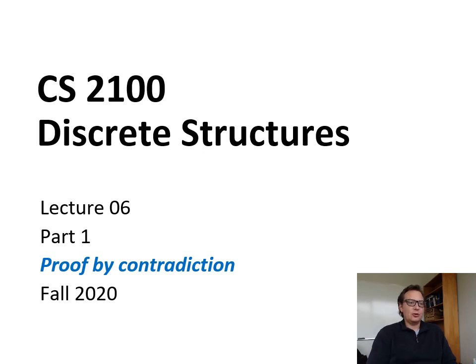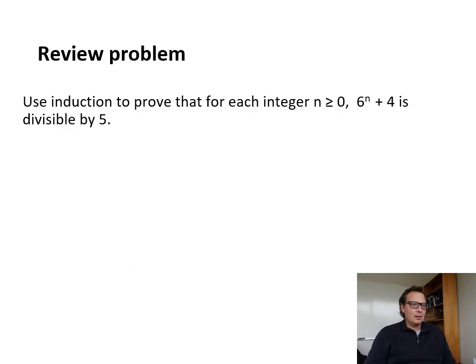So before we get to proof by contradiction, let's start by doing a couple of simple examples to practice proof by induction, which we introduced last time. Okay, so here's our first review problem. We want to use induction to prove that for each integer n greater than or equal to 0, 6^n plus 4 is divisible by 5.